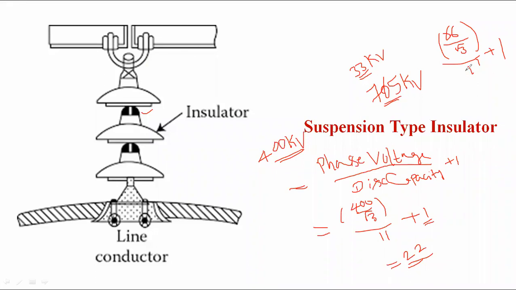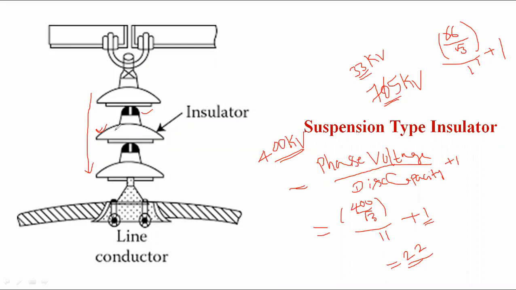And one more advantage in the suspension type insulator: in the string of insulator, if any one of the discs fails, the whole string is not useless. We can replace only the particular insulator which is damaged, and all the remaining insulators are in healthy condition. Generally, this suspension type or disc type insulator is used for steel towers, that is for 66 kV, 132 kV, 220, 400, and then 765 kV. We can use suspension type insulator for these.